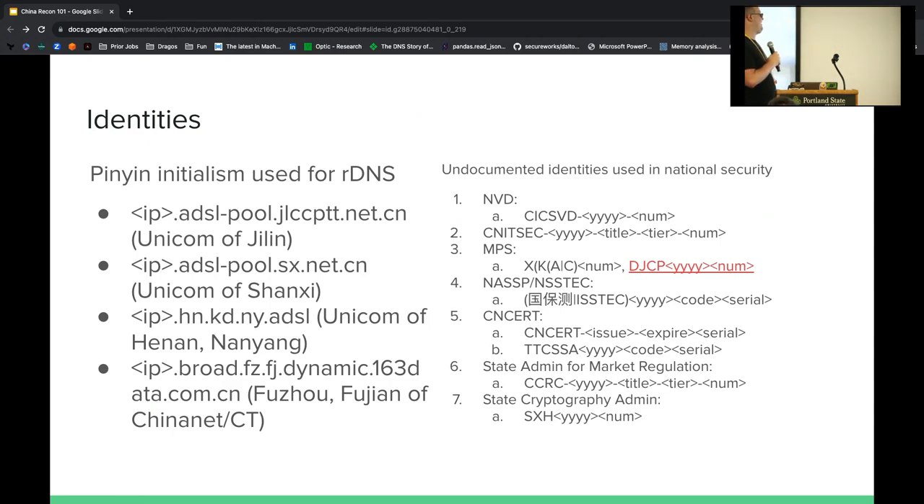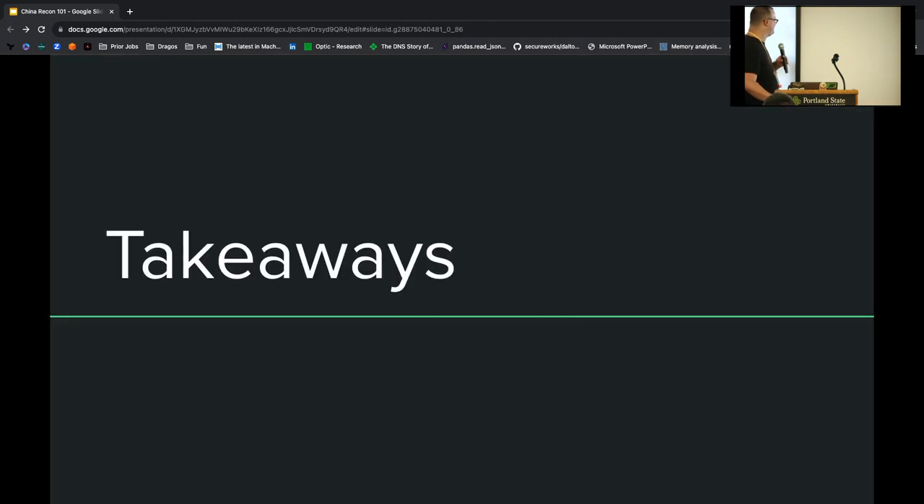There are many undocumented identities used in national security, which are super fun. The one I highly suggest, if you're interested in finding really interesting things, is the ISS tech code, which is used by the national state secret body. So browse those as you wish.